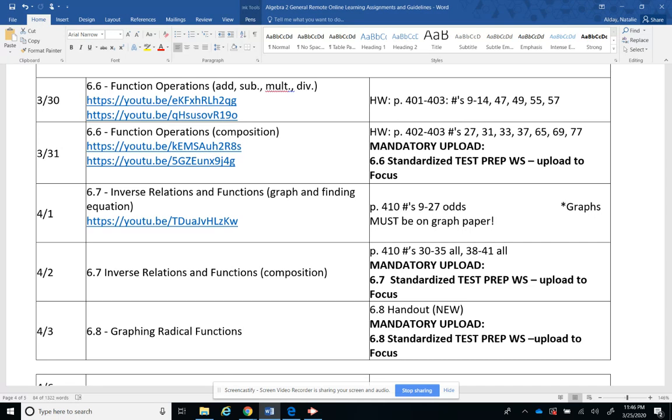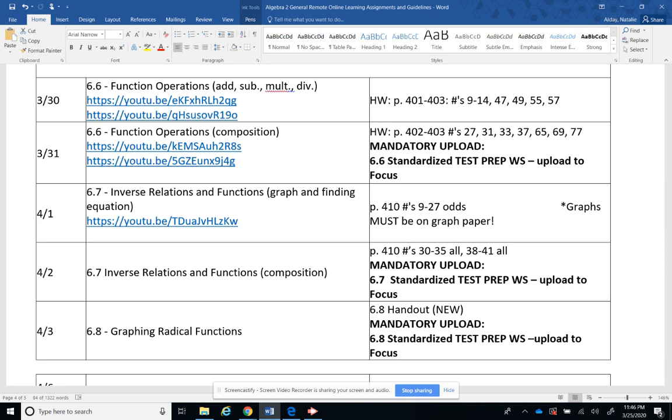You are going to upload them, but this is very important. Do not upload them as a picture. Upload them as a document. Either upload it in Word or upload it as a PDF. A PDF will be fine. Upload that into Focus. You should have 2 pages that you upload for every test prep worksheet.